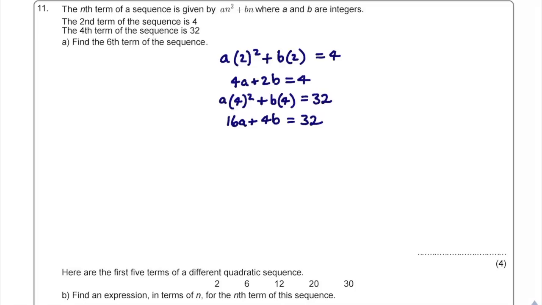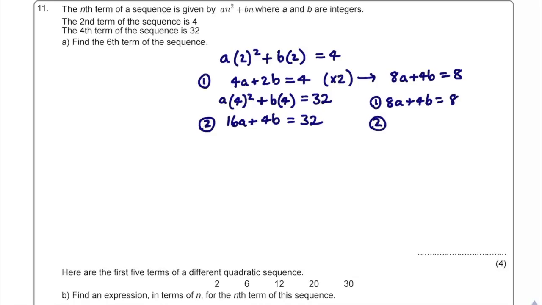So if I call this equation 1 and this equation 2, then what I can do is I can multiply equation 1 by 2. So I'm going to get 8a plus 4b equals 8. And what that allows me to do is cancel out those b's, because I've got two equations which include 4b. So the first equation is 8a plus 4b equals 8.